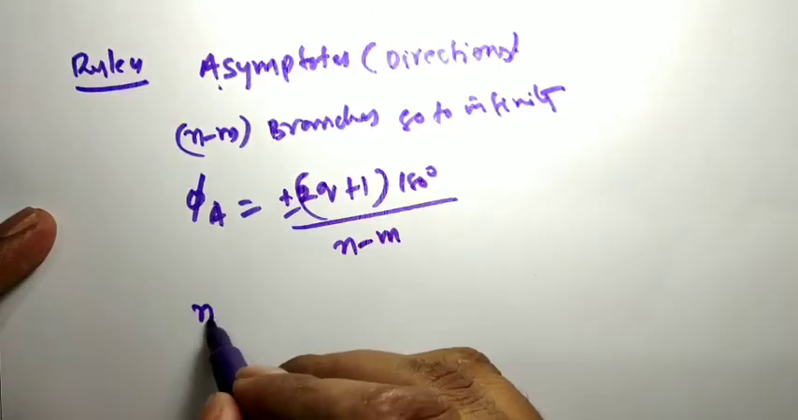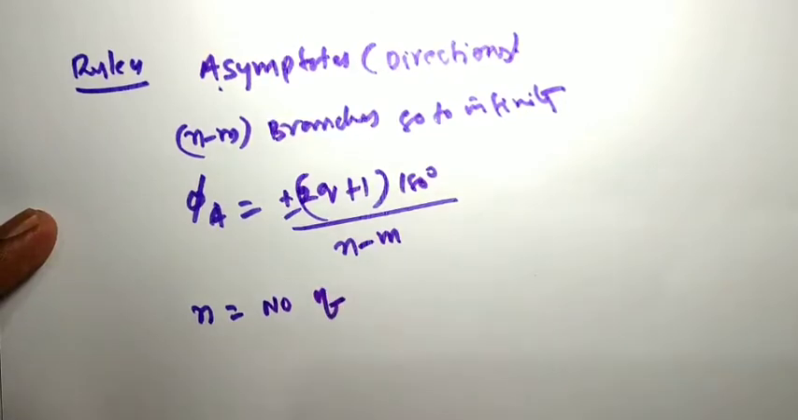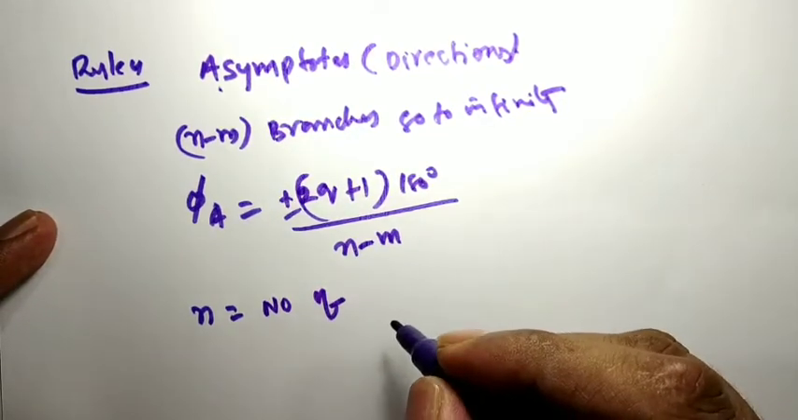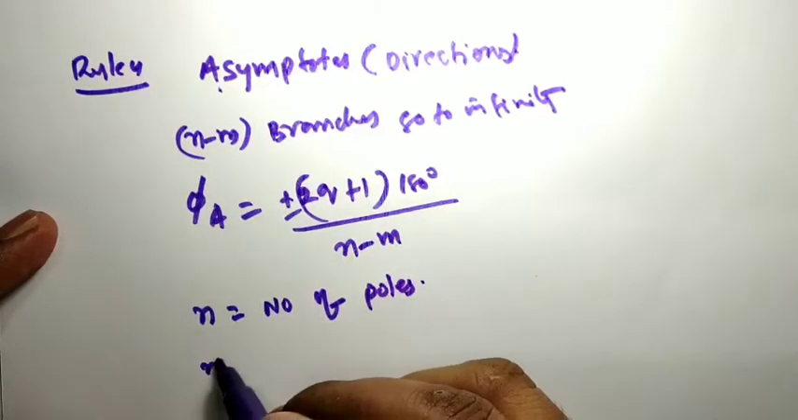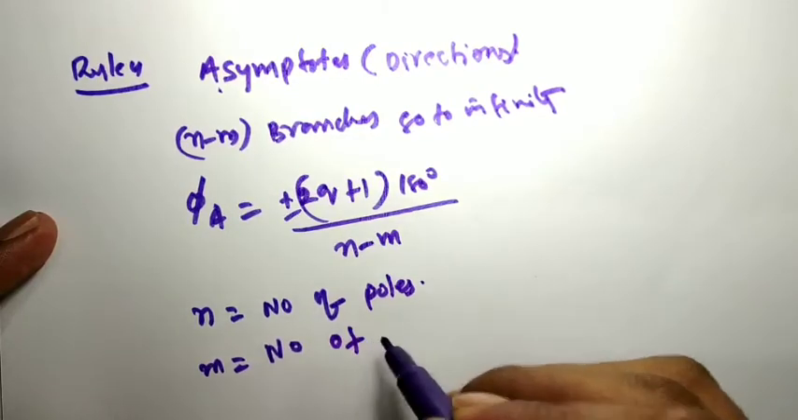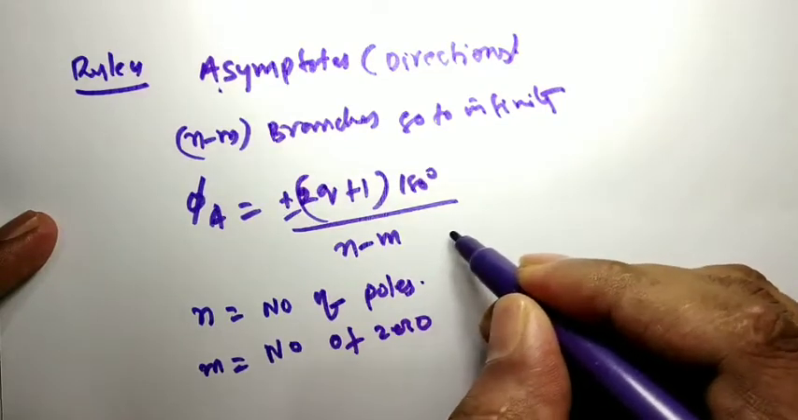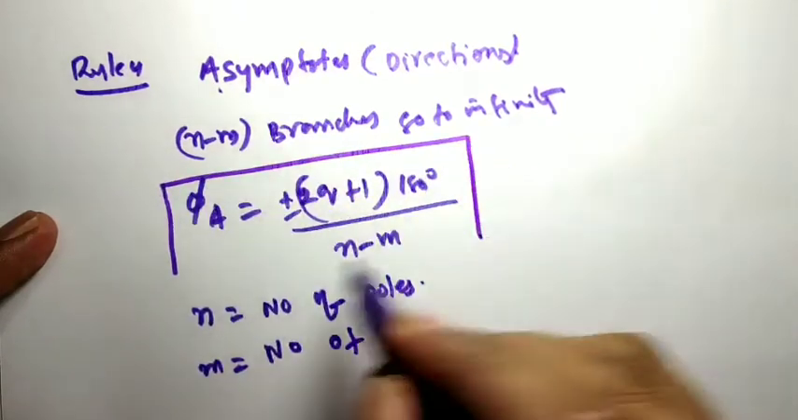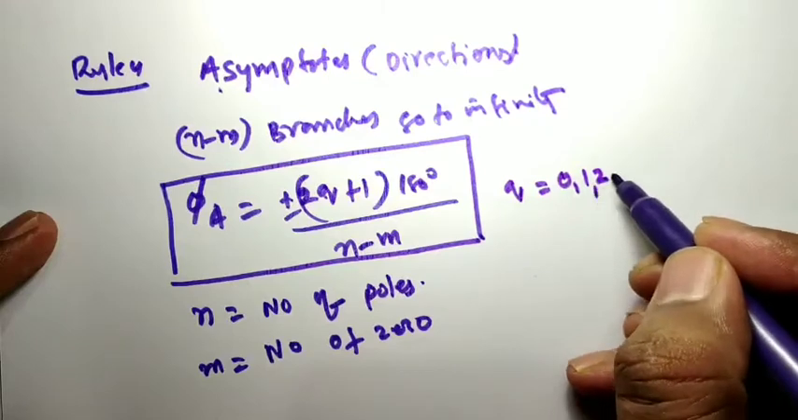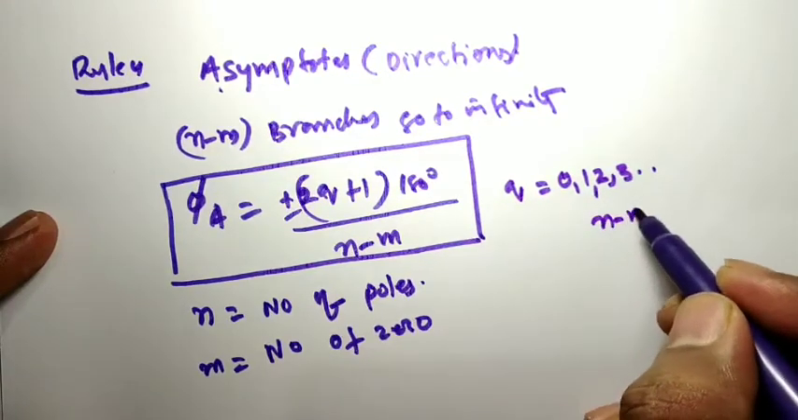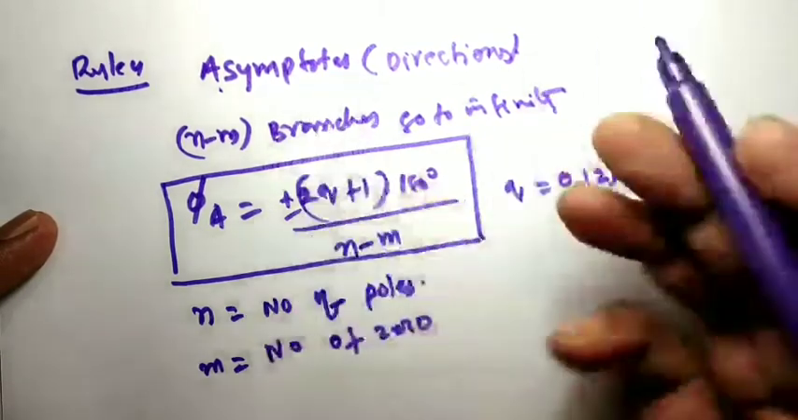Here n is equal to the number of poles, and m is equal to the number of zeros. Okay, so what is q here? This is the formula I'm going to put in the bracket. q is equal to 0, 1, 2, 3, and so on, up to n minus m minus 1. Okay, so this is asymptotes and directions.